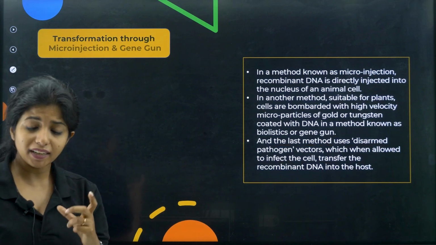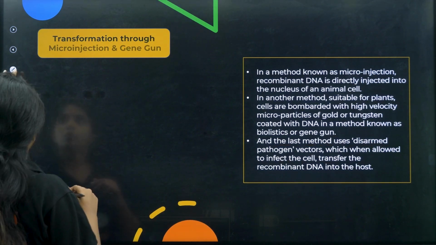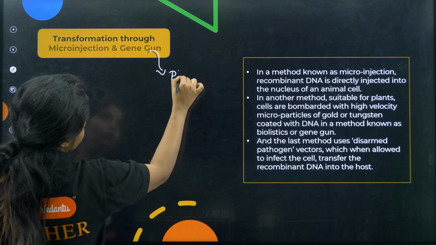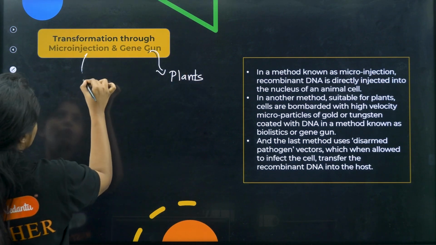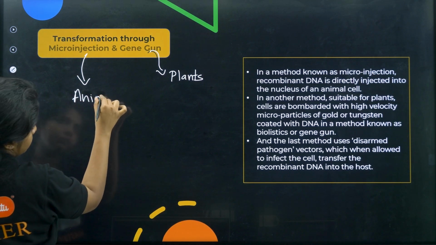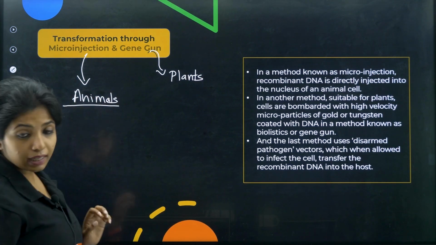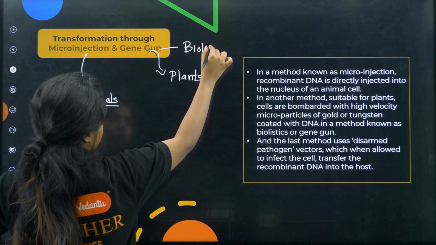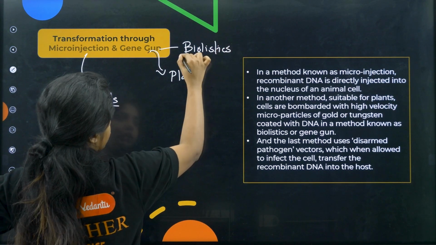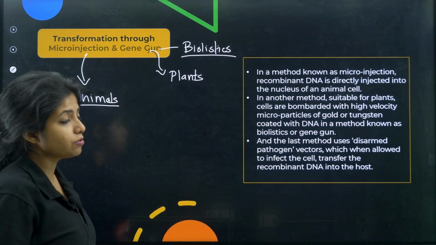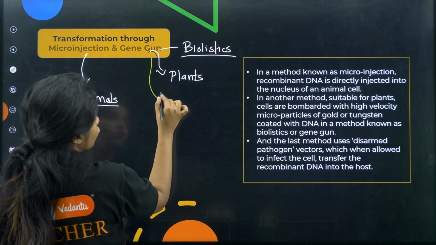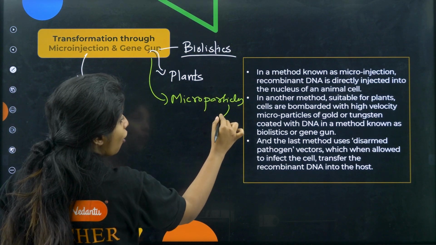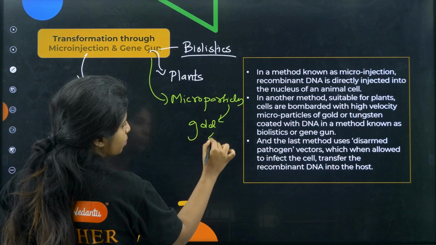Now, for plant and animal cells, things are quite different. You have gene gun for plants, and you have micro injection for animals. In the case of gene gun, first thing, gene gun is also known as biolistics. Please write it somewhere. Biolistics. And what exactly happens over here? I am going to take certain microparticles, of what, children? Of gold and tungsten. This is very much important.